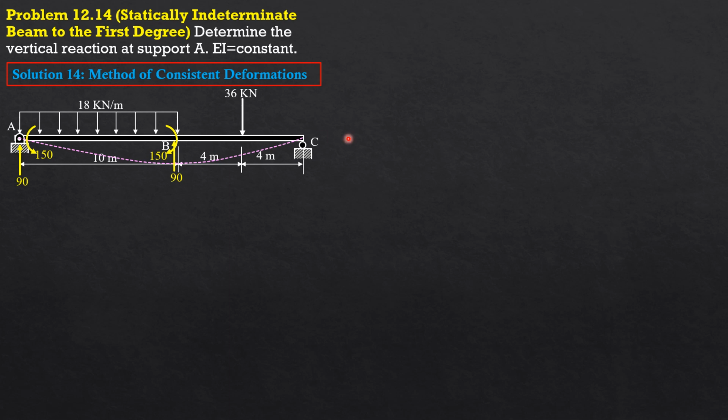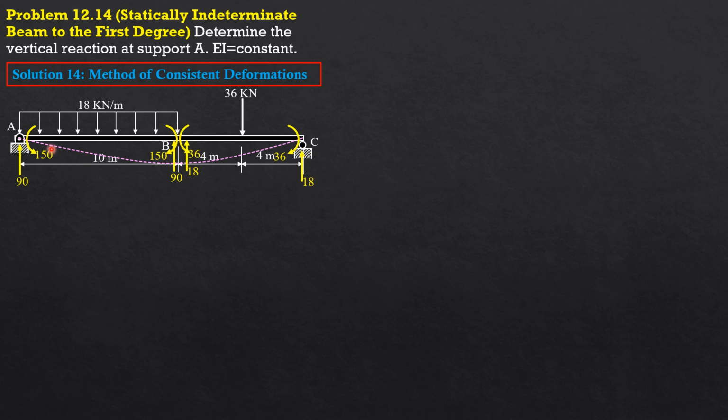Then for BC, the fixed moment here is counterclockwise, 36 times 4 square over 8 is 36. Then this is also 36, but clockwise. Then FB right is half of 36 because the load is at the center, so 18, and this is also FC left, 18. Although not important, because we just want the deflection at B.